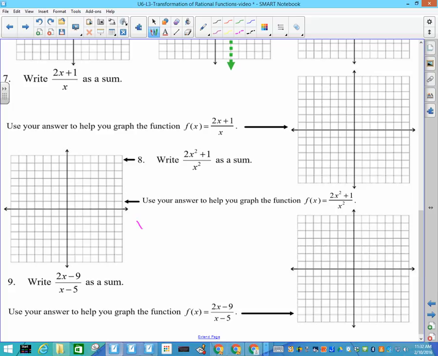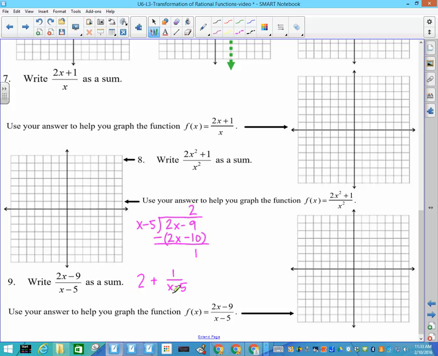So that means, remember, we topple it over. So I'm going to put 2x minus 9 inside. And my quotient, x times what equals 2x is 2. And that gives me 2x minus 10. And then when I subtract that, I get a 1. So my sum is going to be 2 plus 1 over x minus 5. And that's very similar to what we were just doing.